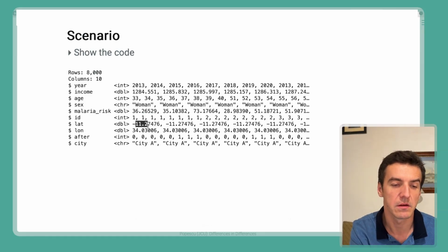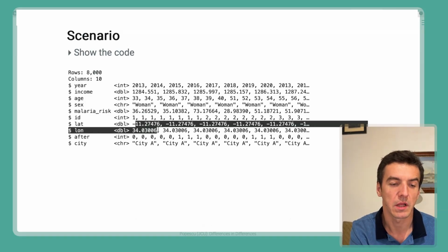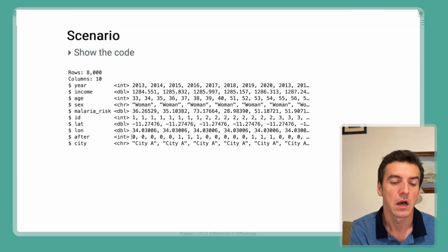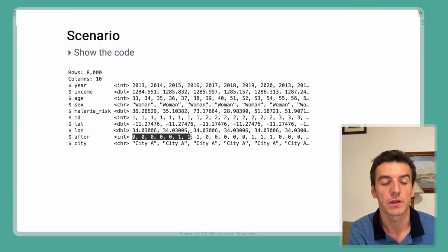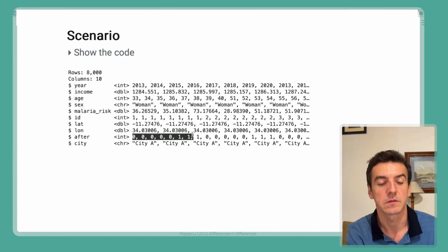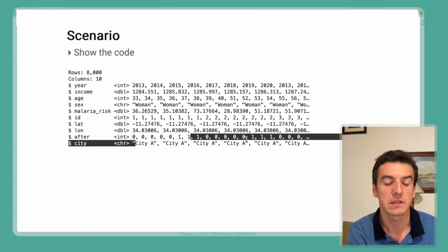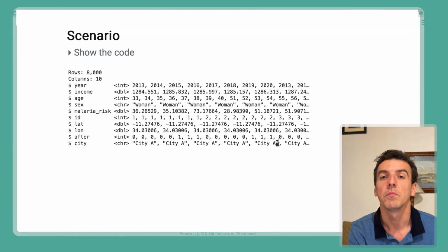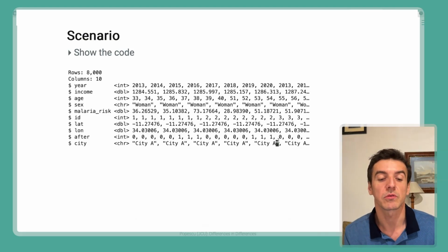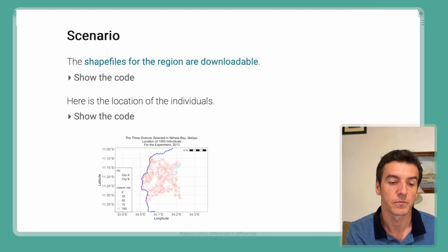We have then some coordinates, like where these people are located, and then we have an indicator for the treatment period, whether this is before or after. And then we have city A and city B, which is not visible here. But remember that the treatment group is really city B.